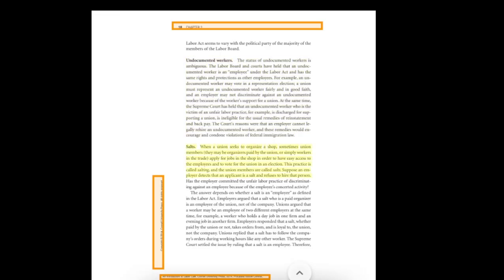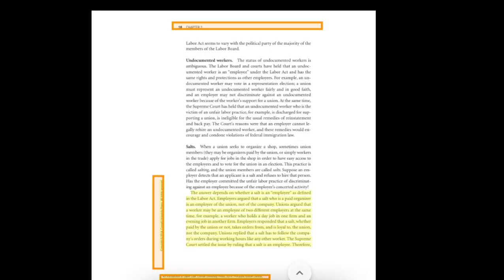SALTs. When a union seeks to organize a shop, sometimes union members, they may be organizers paid by the union, or simply workers in the trade, apply for jobs in the shop in order to have easy access to the employees and to vote for the union in an election. This practice is called salting, and the union members are called SALTs. Suppose an employer detects that an applicant is a SALT and refuses to hire that person. Has the employer committed the unfair labor practice of discriminating against an employee because of the employee's concerted activity? The answer depends on whether a SALT is an employee, as defined in the Labor Act.